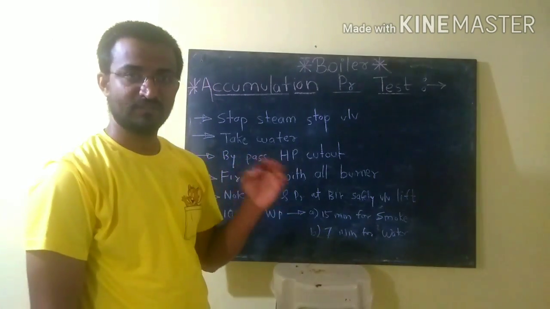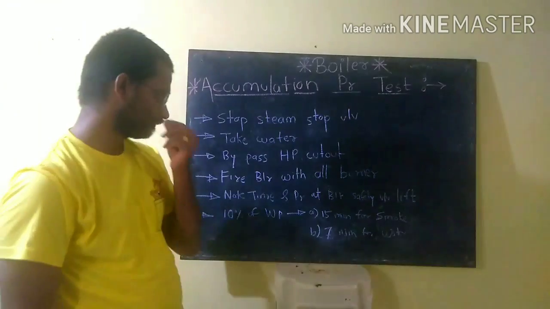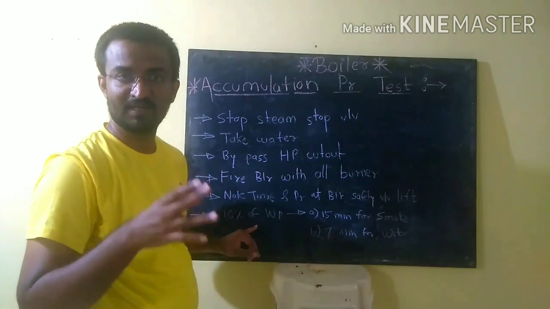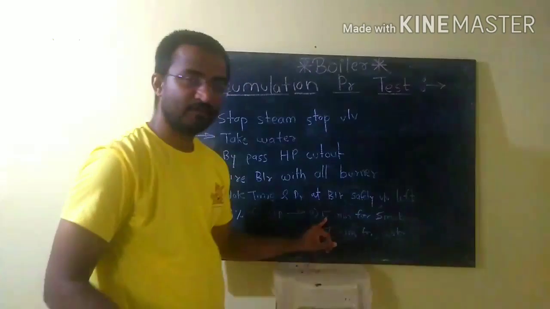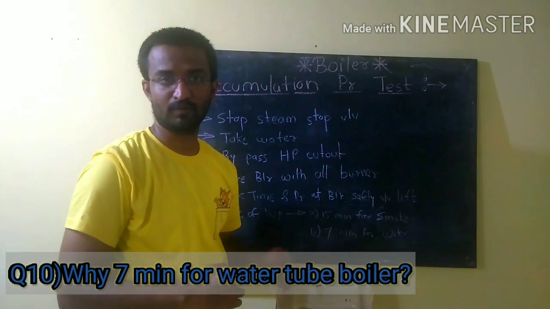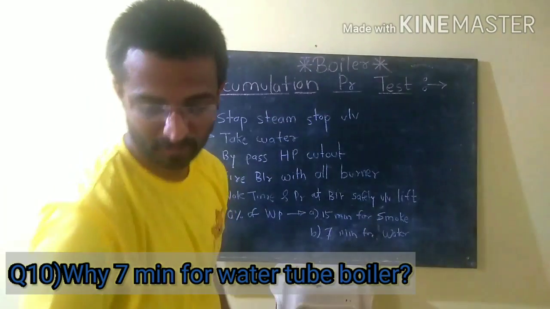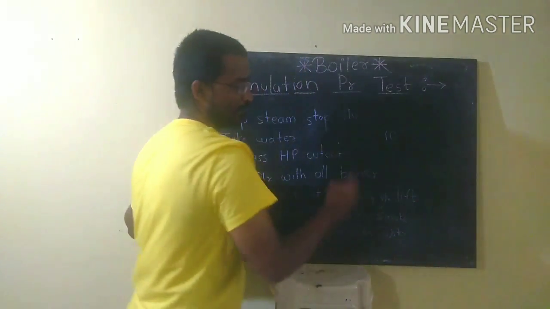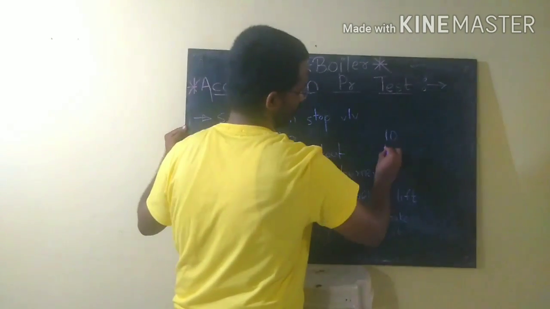So after the safety valve lifts, there is a condition. The pressure should not rise 10% of the working pressure in 15 minutes for a smoke tube boiler and in 7 minutes for a water tube boiler. Like if your boiler pressure is 10 bar, the 10% rise is 11 bar.